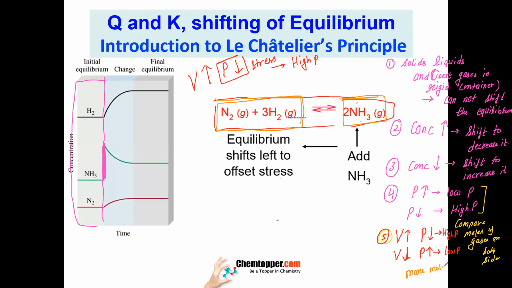More moles of gas means more pressure. So please write down this. So which side has more pressure? The left side. So when you increase the volume, pressure decreases, system is moving in the direction of high pressure. So it means this particular system will shift to left. Shifting will be to left in the direction of high pressure. This is high pressure and this direction is low pressure.